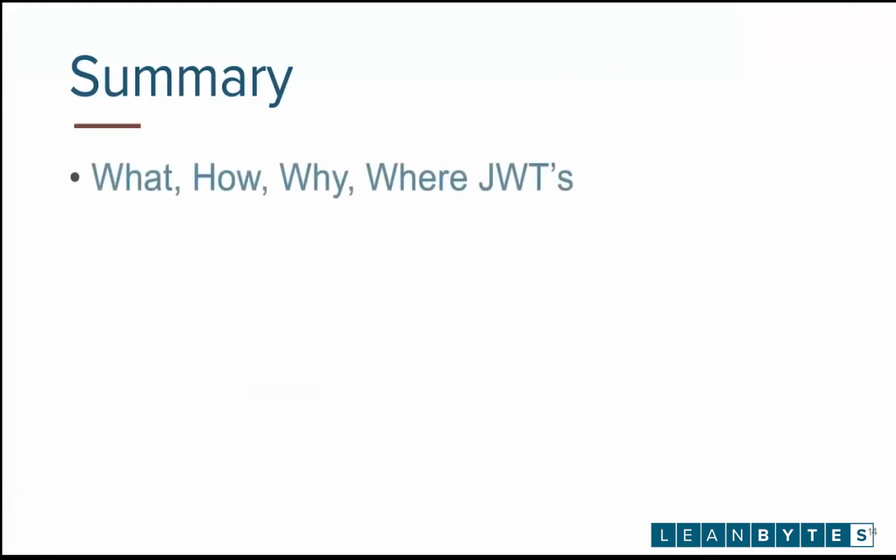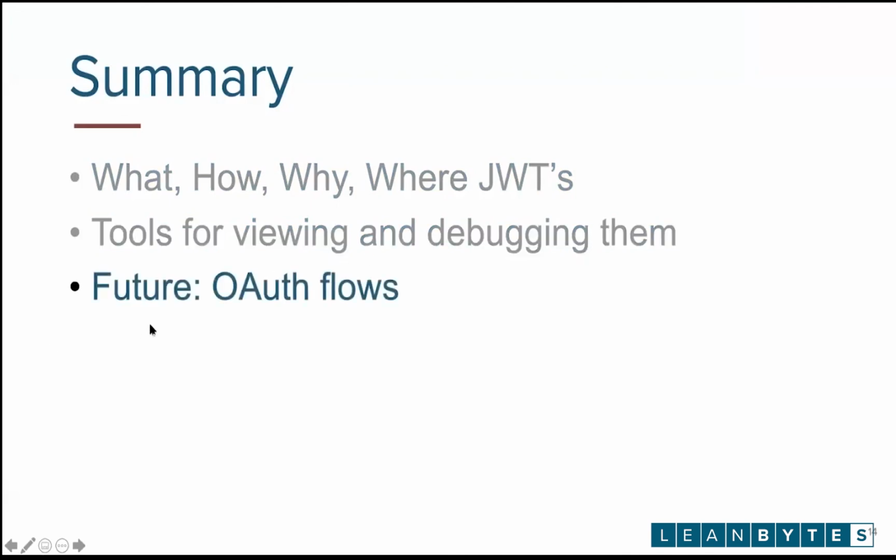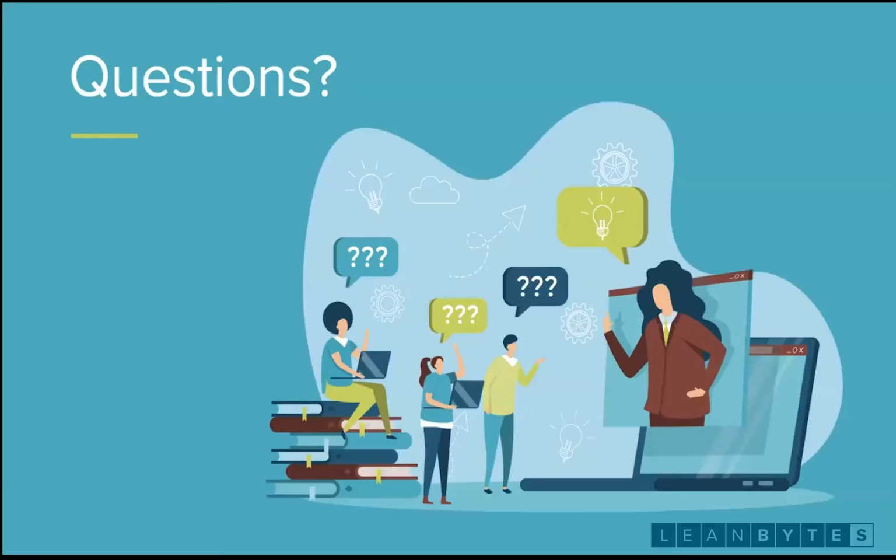So that was fun. Just to give a summary real quick, we went over what JSON Web Tokens were, how they work, why you should care about them, and where you should put them, like session storage or local storage when you're in a browser. We also covered a tool for viewing and debugging them, JWT.io. In the future, we'll go over OAuth flows at a future Lean BYTES or another event that we have. I know we only have 2 minutes, but are there any questions or comments people have?